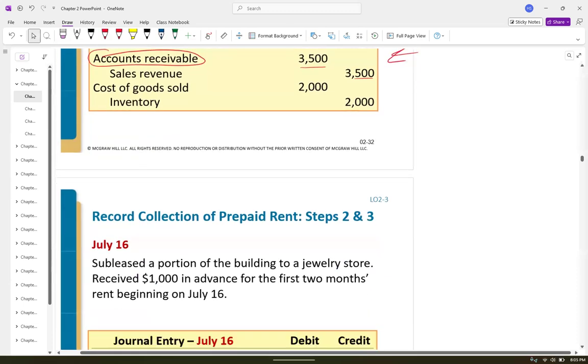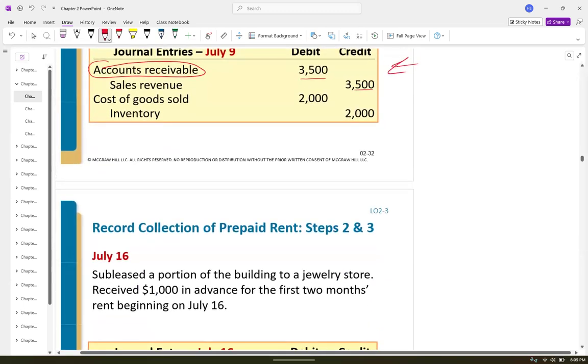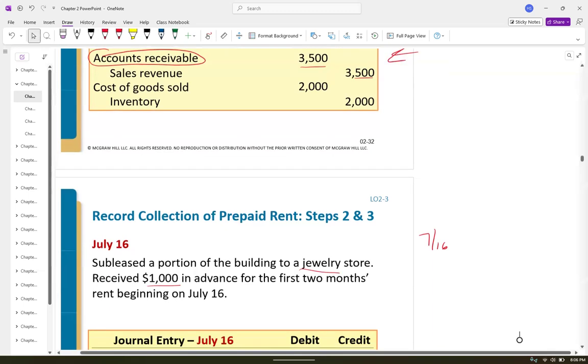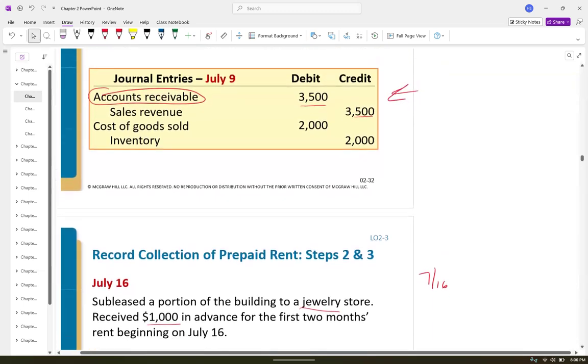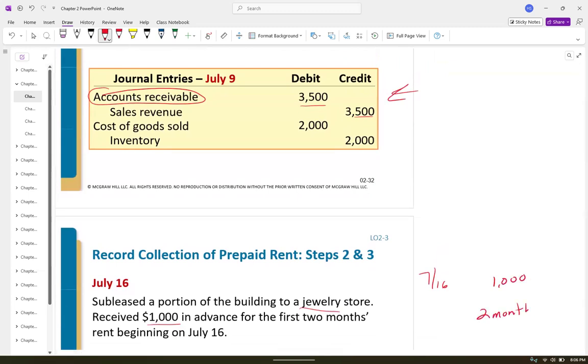Okay. All right. Then we subleased a portion of the building to a jewelry store and we received $1,000 in advance for the first 2 months of rent beginning July 16th. I can guarantee you this is going to be part of an adjusting entry. So 7/16, and they said that was for 2 months. 1,000 was for 2 months. So it's only going to be half a month because I think they're going to make us do adjusting entries as of the end of July.